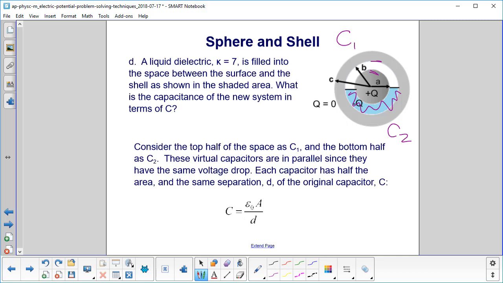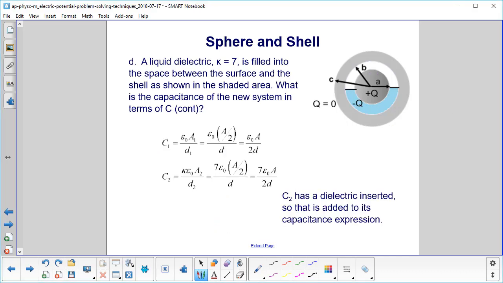Each capacitor also has half the area, yet they have the same separation D of the original capacitor. So the original real capacitor here, epsilon 0 A over D, when we form C1 and C2, D stays constant, but each only has half the area of the original. We'll work with C1 first. That's the one without the dielectric. So C1 is epsilon 0 A1 over D1. D1 is the same as the original D. The area is cut in half, so the capacitance of C1 is epsilon 0 A over 2D.